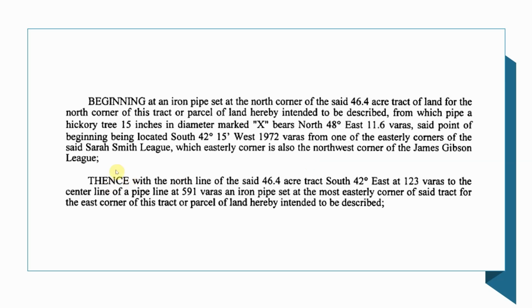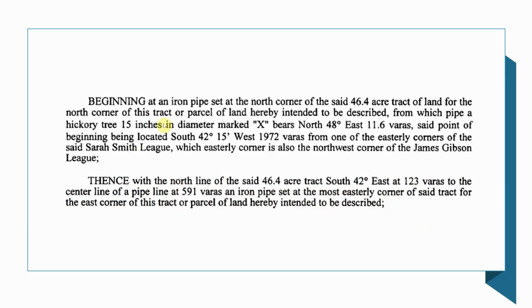So moving forward, thence, with the north line of said 46.4 acre tract, south 42 degrees east at 123 varas to the center line of a pipeline, at 591 varas, an iron pipe set at the most easterly corner of said tract for the east corner of this tract or parcel of land hereby intended to be described. So right here, this is probably where most people trying to look at this and do this for the first time might make their first mistake.